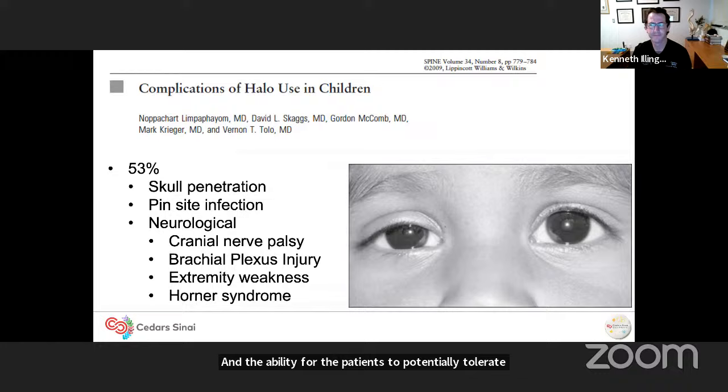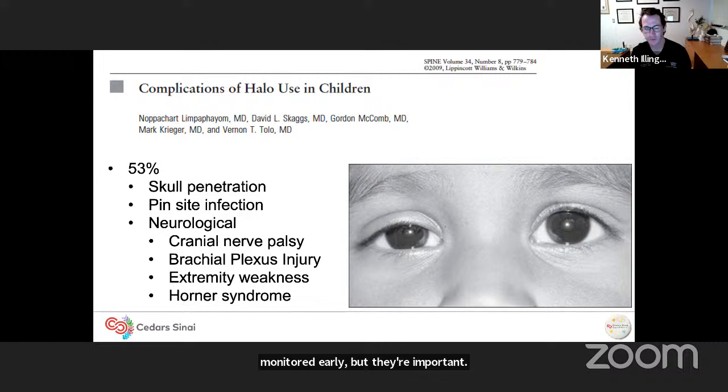It doesn't come without its complications, as Dr. Chapman already alluded to. And this is a series from Vernon Tolo and David Skaggs from Children's Hospital Los Angeles, which looked at their series of halo vest immobilizations as well as halo traction, and found a 53% chance of some type of complication. Now, the majority of those are easily treatable if monitored early, but they're important. Those are such as skull penetration, pin site infections, neurological injuries, the most common being cranial nerve palsies.